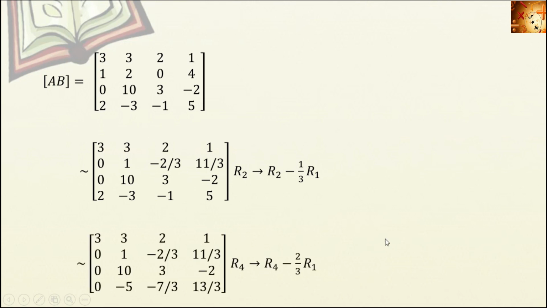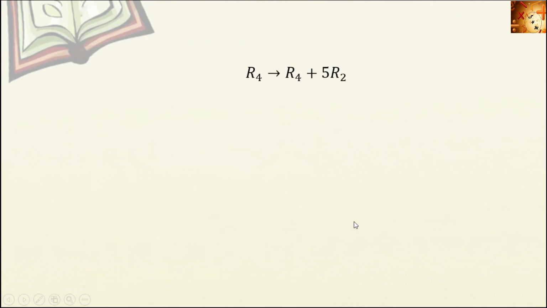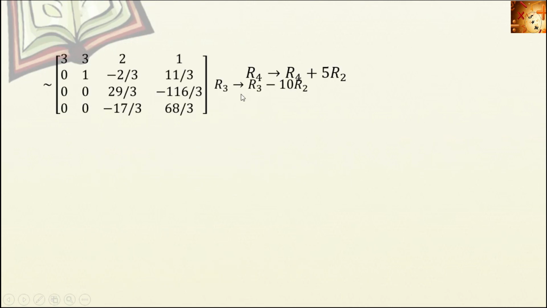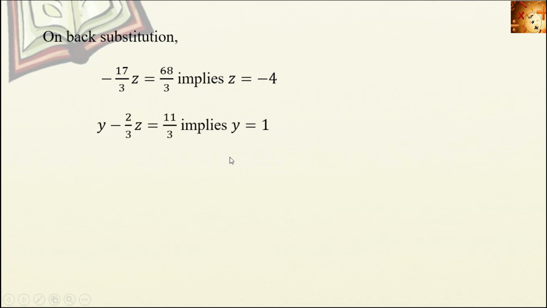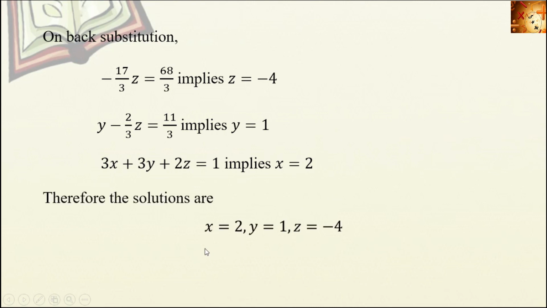The next transformation, then again the next transformations, R4 changes to R4 plus 5 R2, R3 changes to R3 minus 10 R2. This is an upper triangular form, then the corresponding matrix form. Then on back substitution we have z equal to minus 4, y equal to 1, x equal to 2. Therefore the solutions are x equal to 2, y equal to 1 and z equal to minus 4.